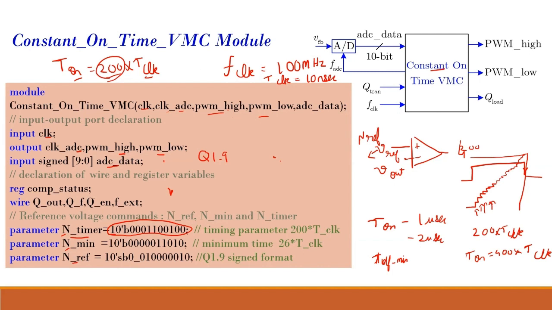Similarly, for the minimum off time also, you follow that same procedure. How will you decide how much parameter value you want to give?